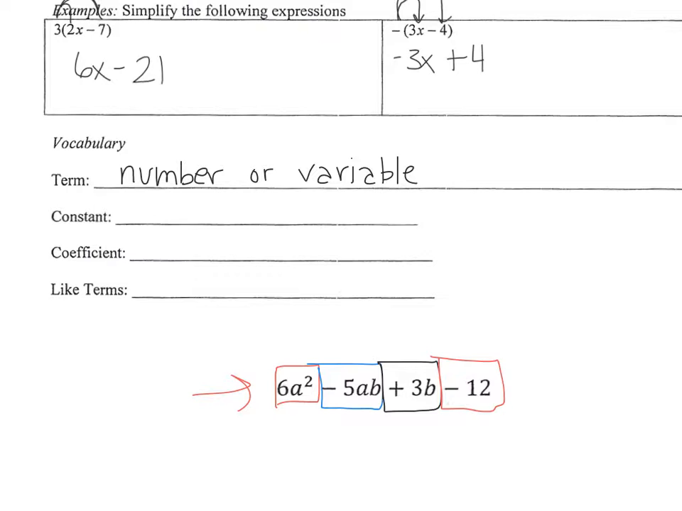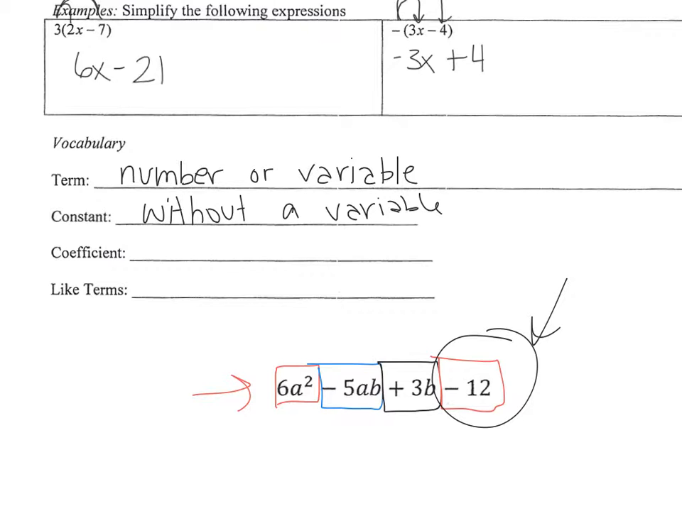So, a constant is an expression without a variable. So a constant would be negative 12 right here. It is the only term that does not have a variable with it. So we think of variable as varying based on the value for x or the y. This is always staying the same because it doesn't have a variable with it.